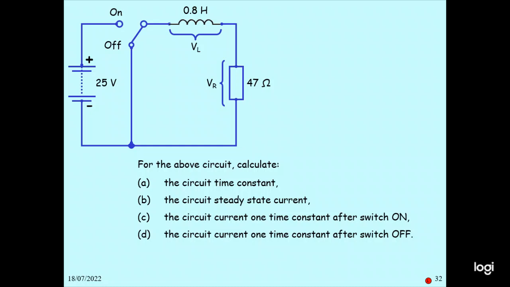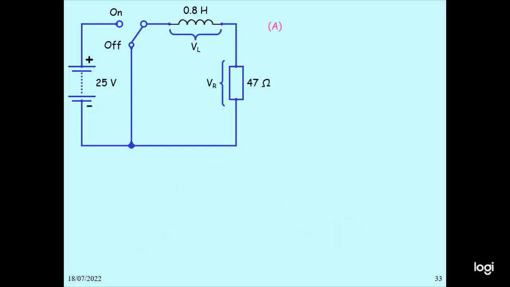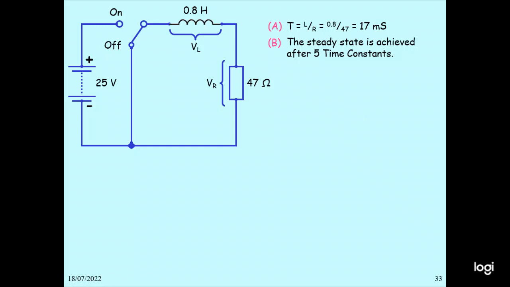Firstly, we calculate tau equal to L by R, so 0.8 divided by 47, and you get 17 milliseconds. The steady state is achieved after 5 time constants. So I maximum equal to V by R, so 25 by 47, you get 531 milliampere. When the switch moves from off to on, at t equal to 0, the universal time constant curve is used, where t equal to tau.